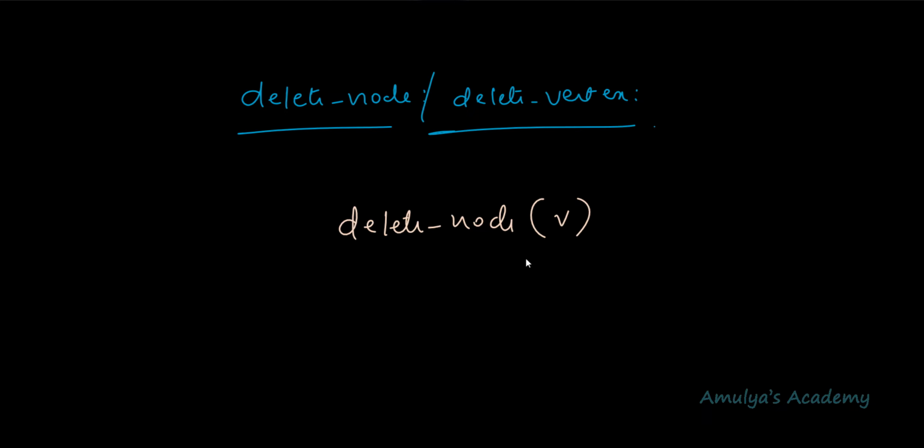And this operation will delete that node V or the vertex V from the graph if it is present in the graph, and also it will delete all the connection or the edge connected to that node. If V is present in the graph, this operation will delete V. It also deletes the connection or edge connected to node V. Alright, so let's see an example.